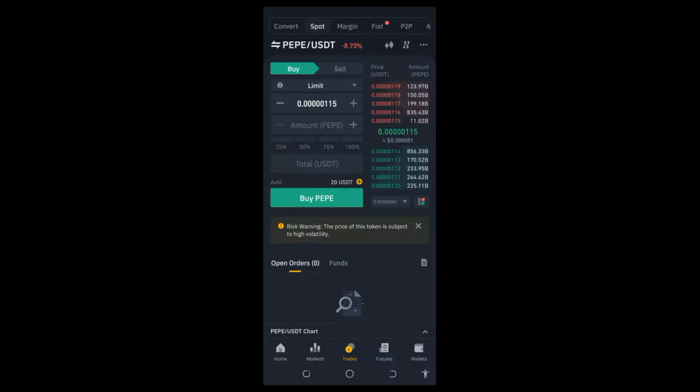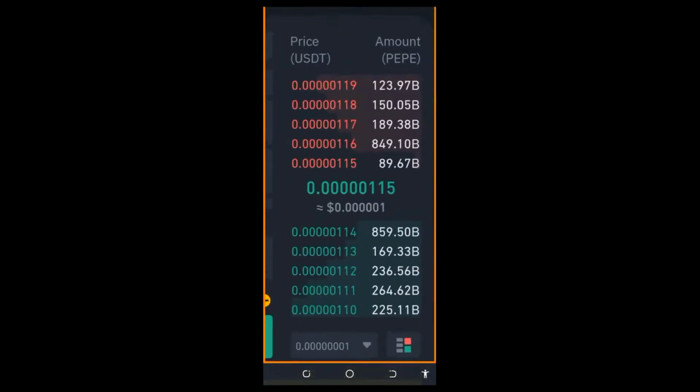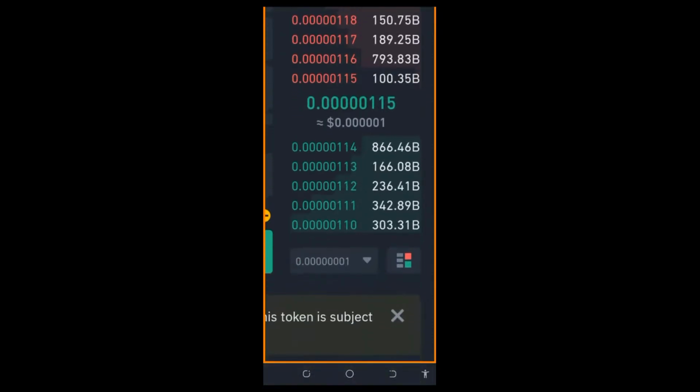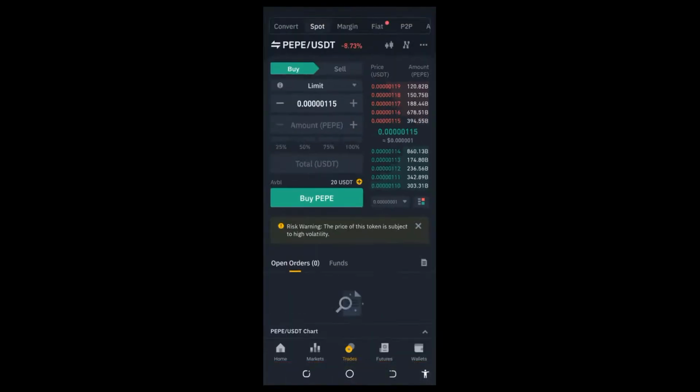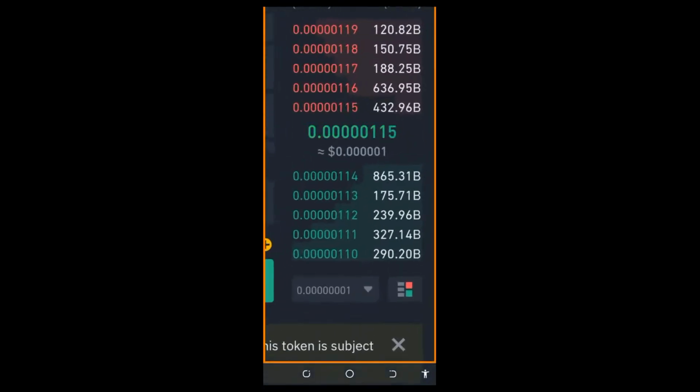Now, look at this. Can you see how this is fluctuating? It's fluctuating between 115, 114, 116. It's just going up and down. And that's the thing. When you come over to a place where you want to do your spot trading, you have to have velocity. Can you see what's going on here? That shows you that things are moving. That's how we want to see it.